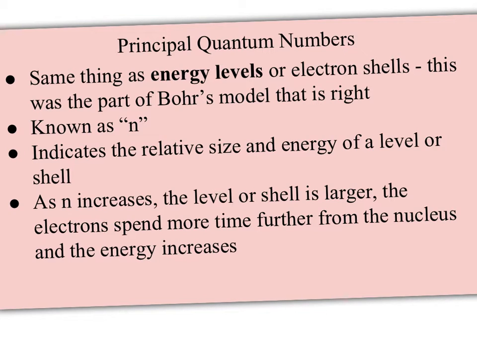Principal quantum numbers are also known as n, I guess for number. And the bigger the number, it indicates the relative size and energy level of a shell. So 1 is the smallest energy level, and it has the least amount of energy. Think of this as being your swing with the shortest chain, so the easiest to get going, but also the closest to the center. Then as you move out and you get to 2, 3, 4, 5, 6, and 7, the shells get bigger, and as it says, the electrons spend more time further from the nucleus, which increases the energy.